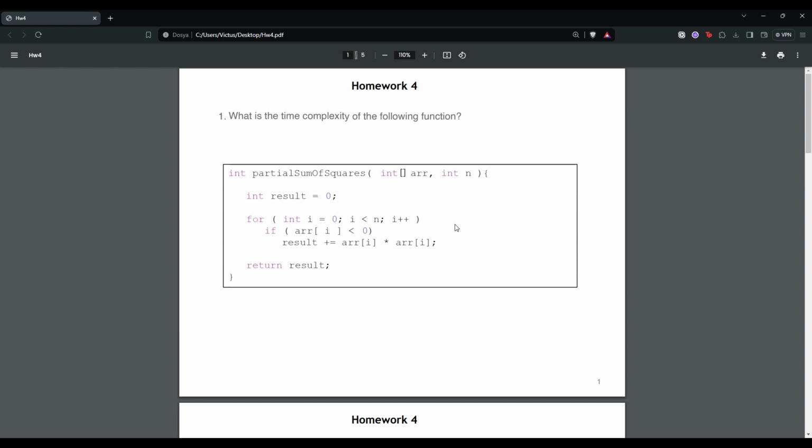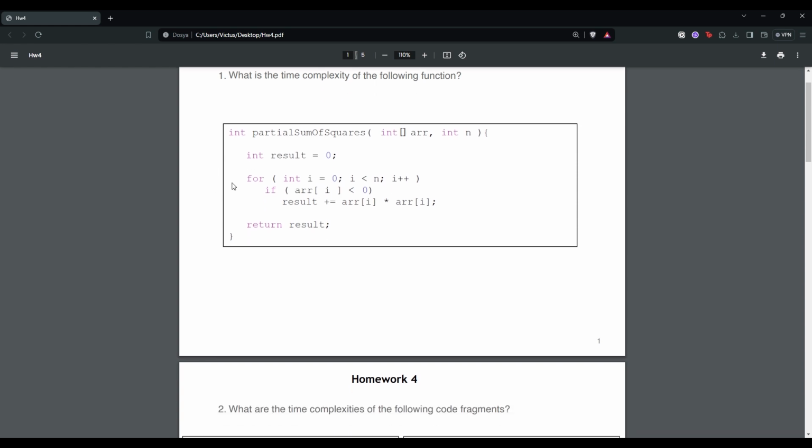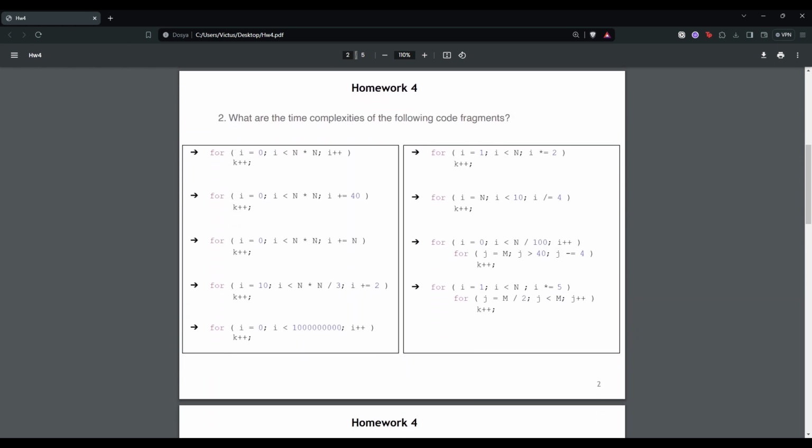Since each operation within the loop is constant time, and the loop itself iterates through each element of the array once, the overall time complexity of the function is O(n), where n is the size of the array. So the time complexity of the given function, partial sum of squares, is O(n).